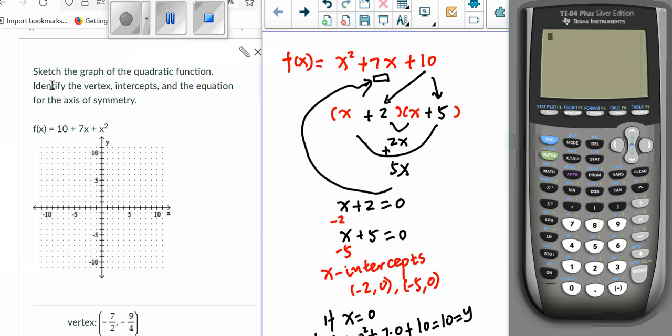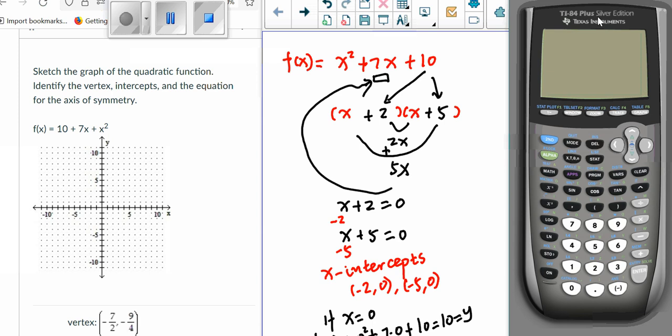Here we want to sketch the graph of the quadratic function, identify the vertex, intercepts, and the equation for the axis of symmetry. We are given the function f of x is 10 plus 7x plus x squared.